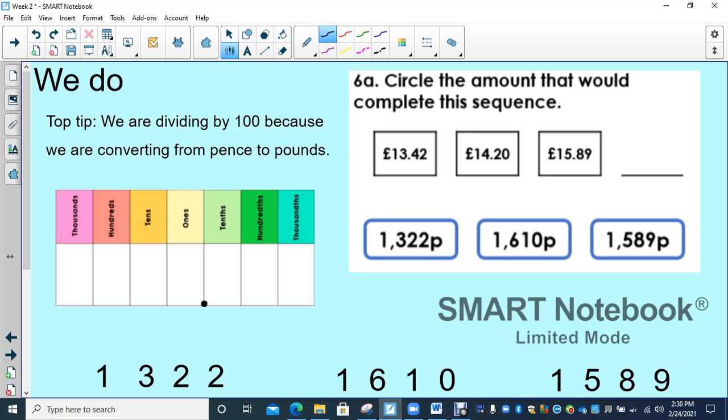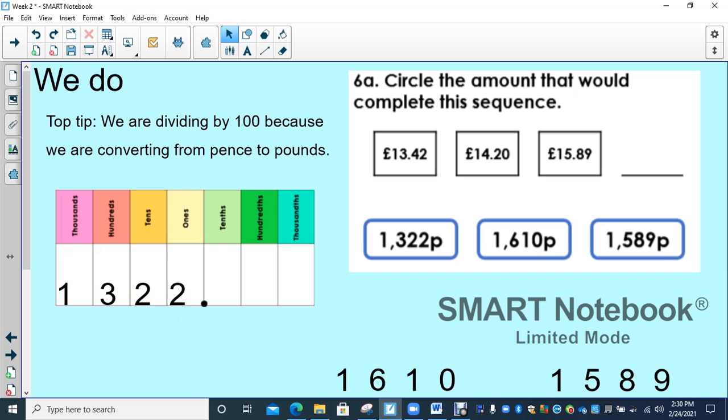I need to do something to these amounts because they are in pence. So what I need to do, my top tip, I need to divide by 100 because I need to convert these amounts into pounds because that's what is part of my sequence. So I've given us a place value chart here and I've already written out the amounts. So I need to convert 1,322 pence. So let's place that amount onto my place value chart, and I'm going to divide by 100 to convert from pence to pounds.